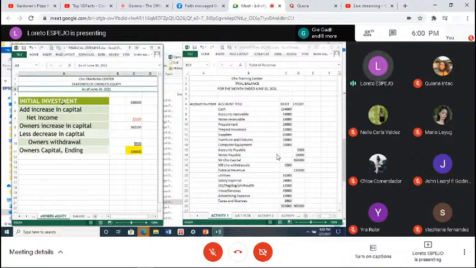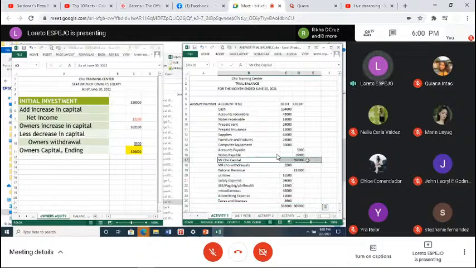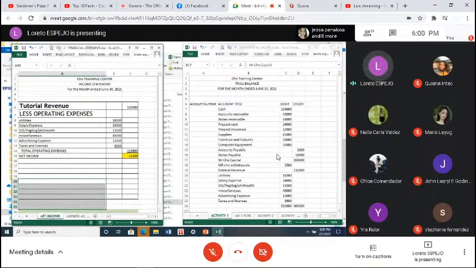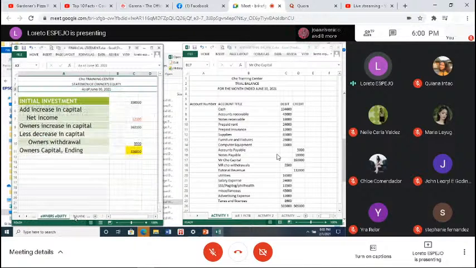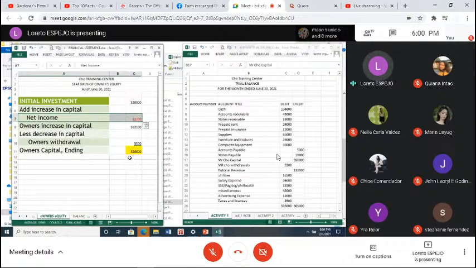So, initial investment, saan po nanggaling? Iyon po yung Mr. Cho Capital. Since kaka-start pa lang niya, so we call it initial investment. So, 350,000. Add increase in capital. Ano po ba yung nakuha natin dito? Net income, di ba? Sa income statement. So, yung 12,100 na yan, ililipat mo dito sa owner's capital. So, 350,000 plus 12,100, that is 362,100.